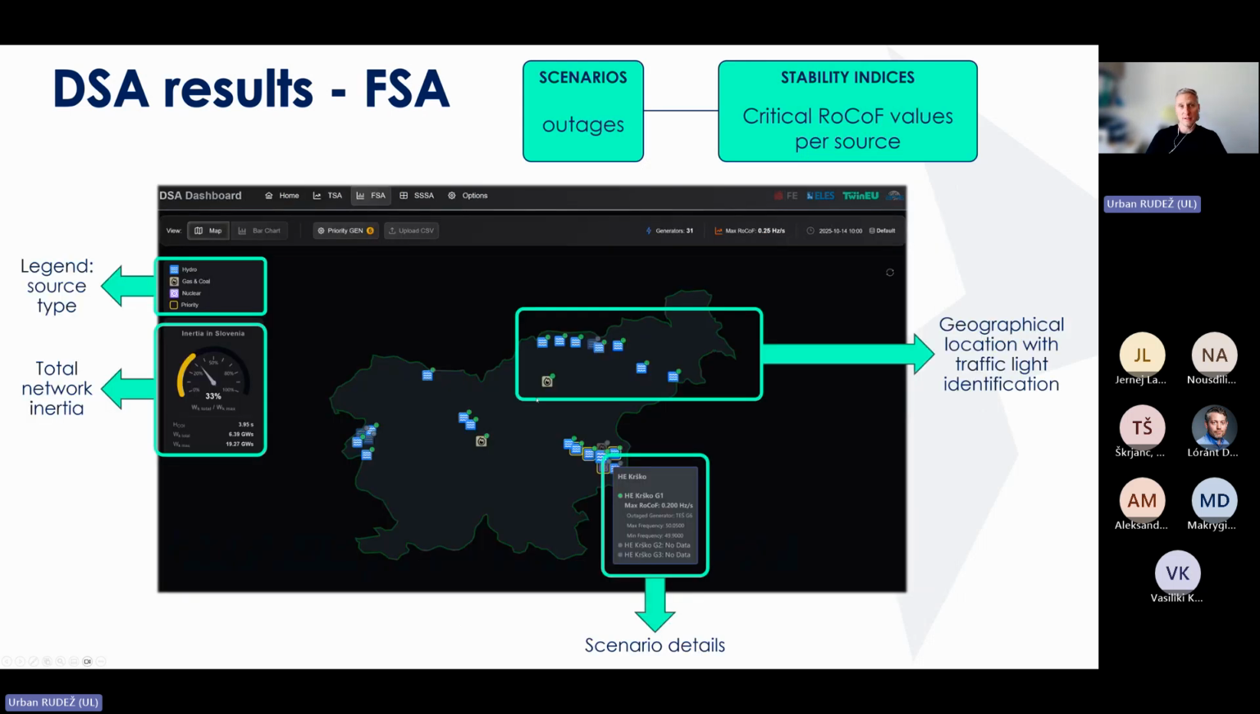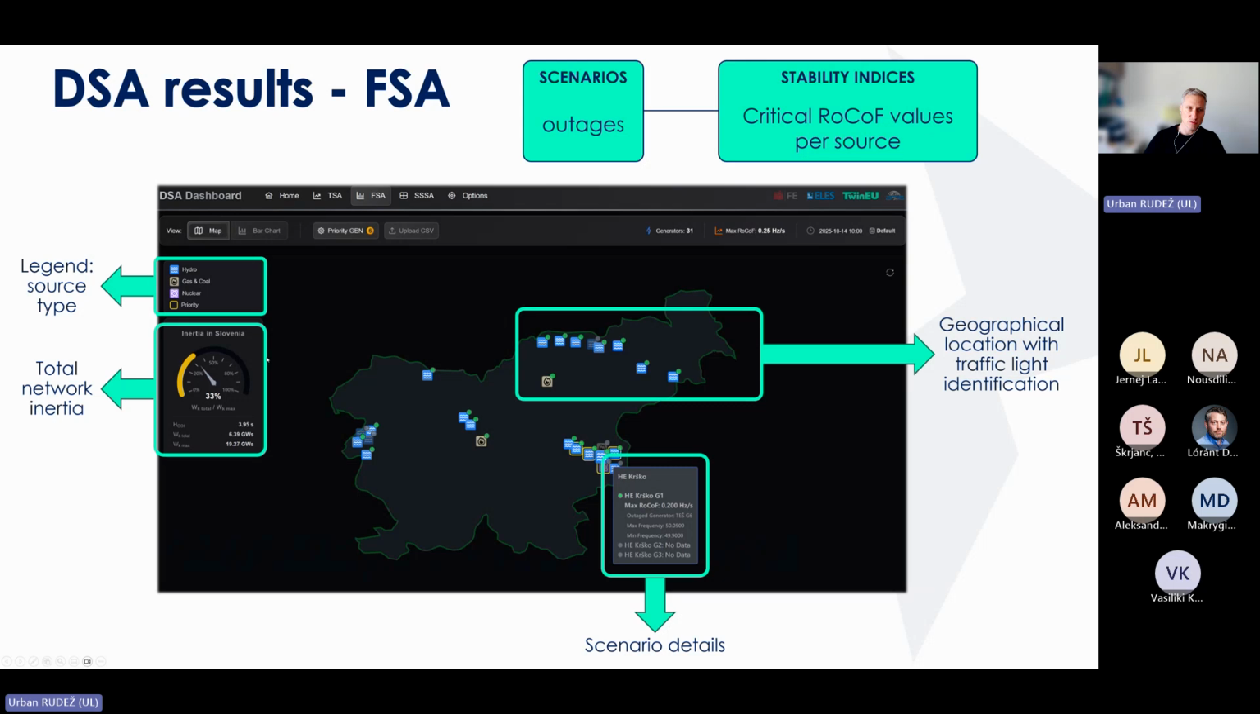The second type of stability is the frequency stability assessment, where the scenarios are basically the outages of large power plants in the Slovenian network and abroad. The stability indices are basically rate of change of frequency values per individual source. And this is why the most important impacting factor to frequency stability is the inertia constant.